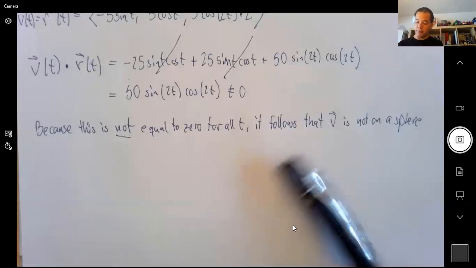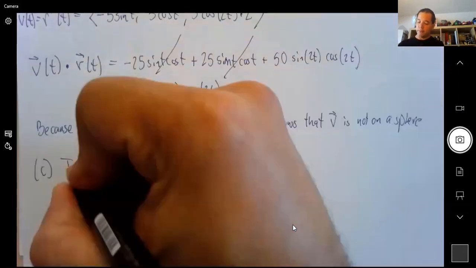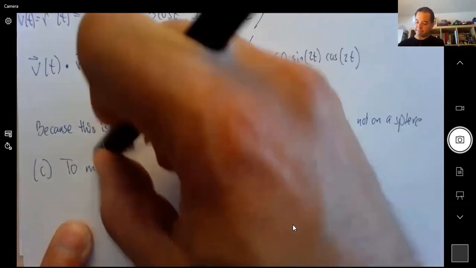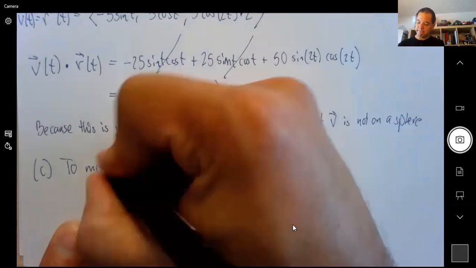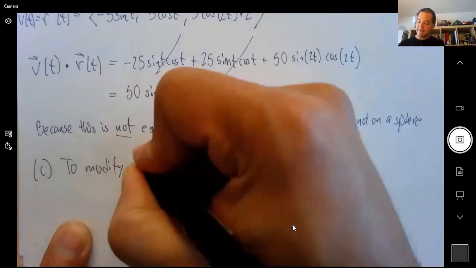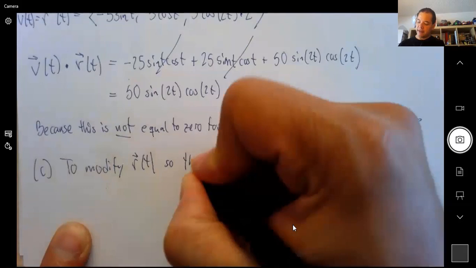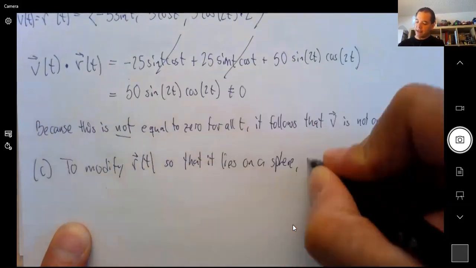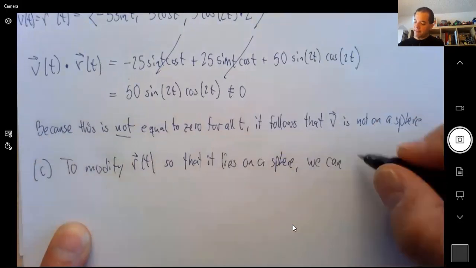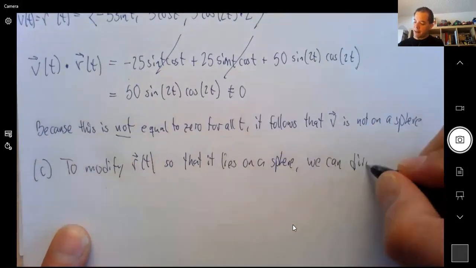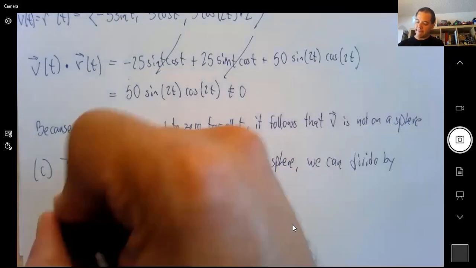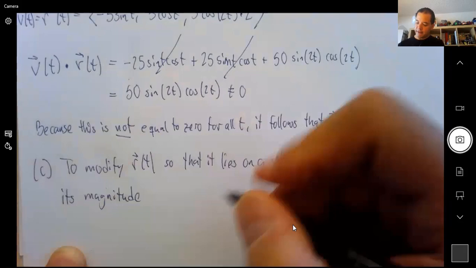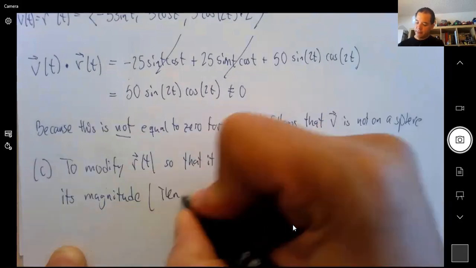So for part C, to modify R so that it lies on a sphere, we can divide by its magnitude. Then its new magnitude will be 1.